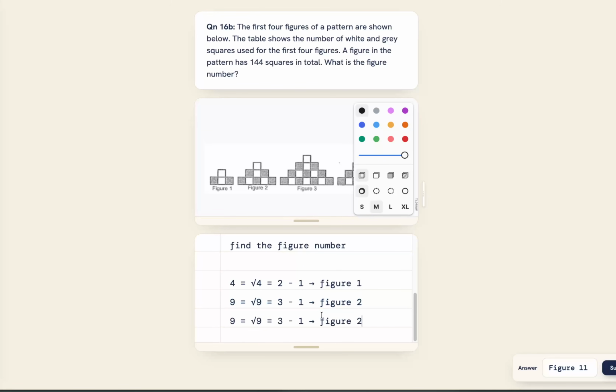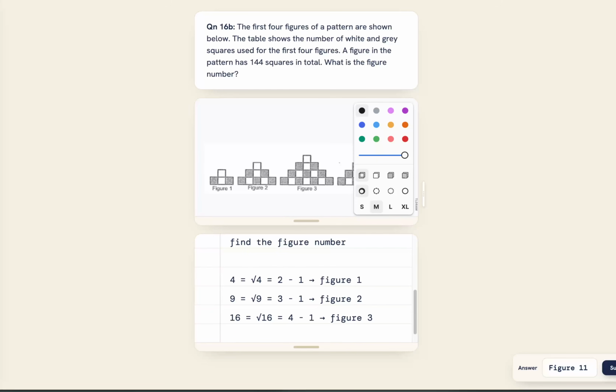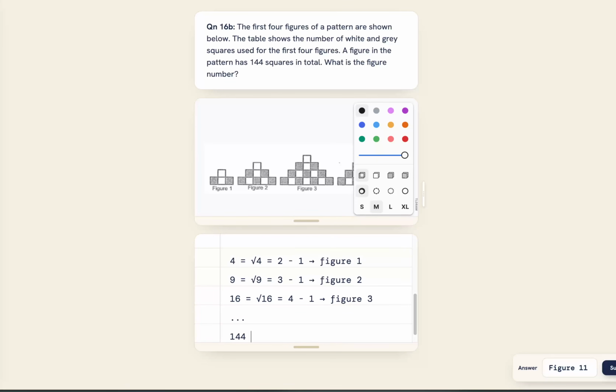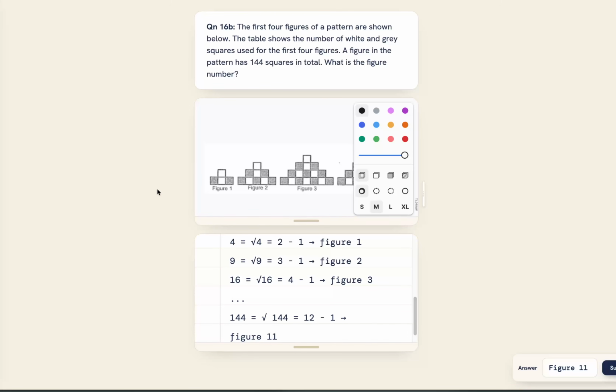Then if you do the same for figure 3, this will be 16. Then the square root of 16, this will be 4. So it's 4 minus 1 equal to 3. So that means 144 would then be the square root of 144, which, if you guessed it, is 12, minus 1. This will give us figure 11. So there you go. The answer is figure 11.